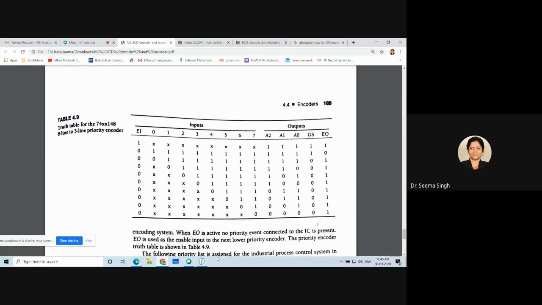If the enable input is being shown here, what do you think, is this enable input active high or active low? This enable input is active high or active low? Active low.